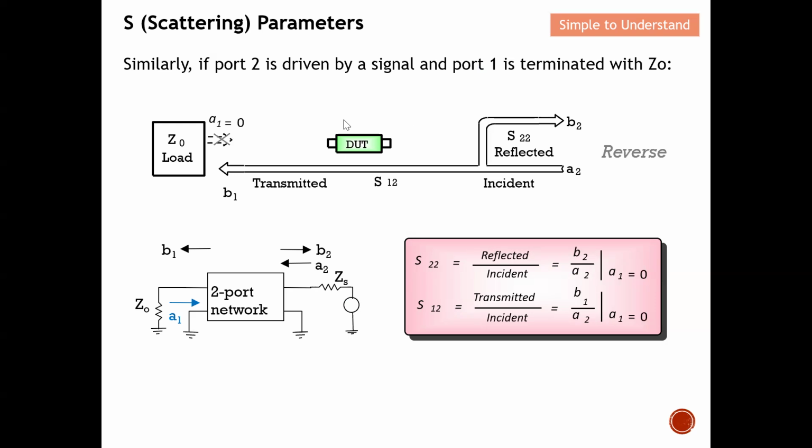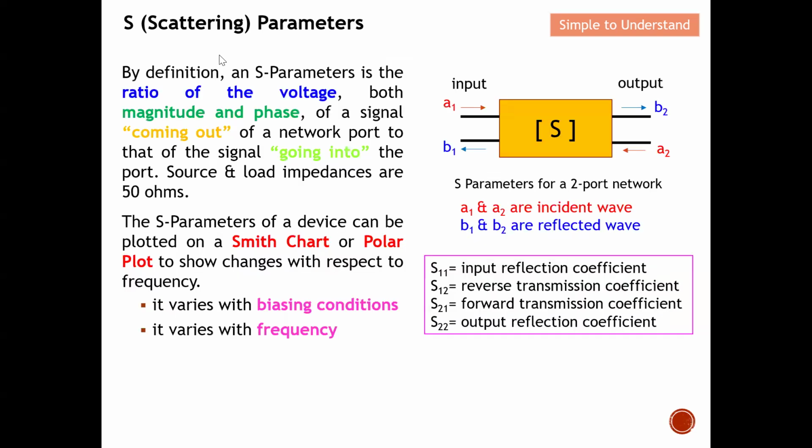So let me continue to describe a little bit more on S parameter. By definition, an S parameter is the ratio of the voltage, both the magnitude and also the phase, of a signal that is coming out at the output port to that of the signal that is going into the input port. As I mentioned earlier on, S parameter is used to describe the relationship between input and output port. The source and load impedance need to be 50 ohm, which I have just illustrated earlier on.